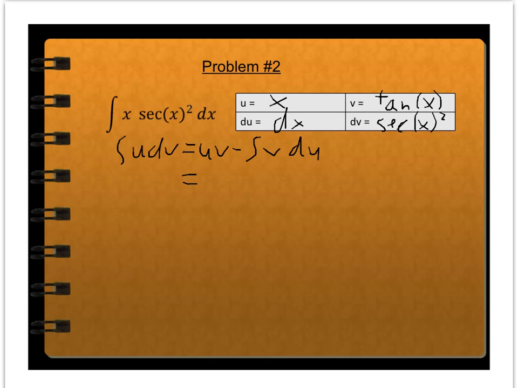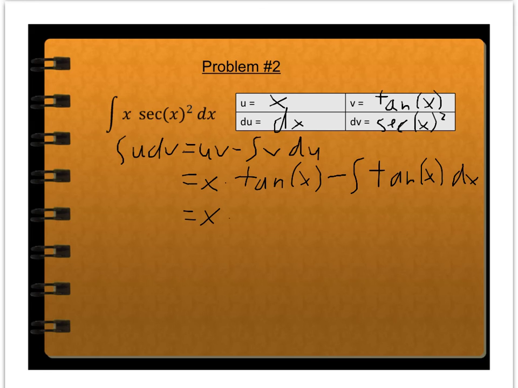So let's put in all this stuff. So u equals x times v, which is tangent of x, and then we subtract the integral of v, which is tangent of x, times the derivative of u, which is just dx. Alright, now let's solve the integral.